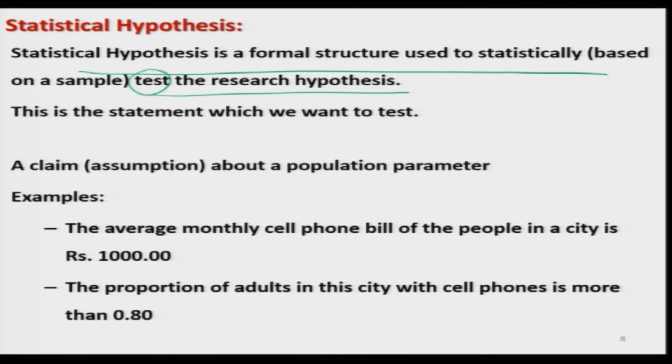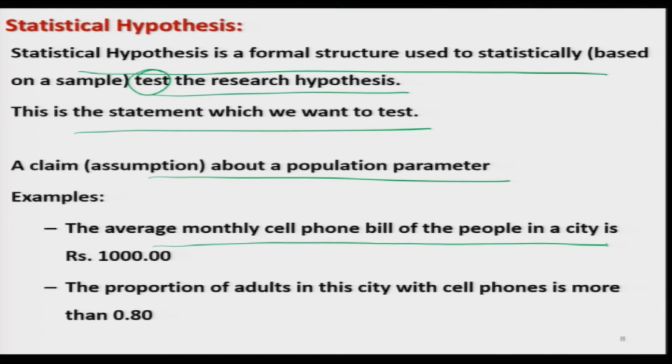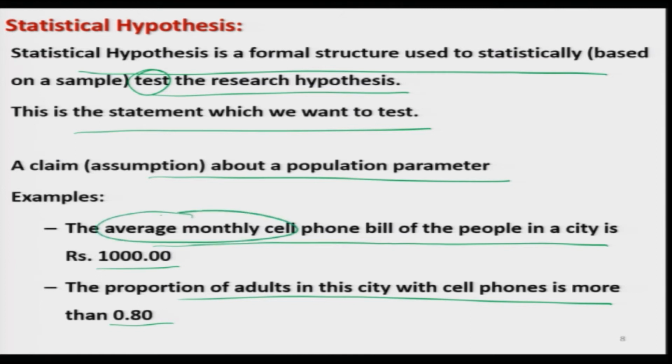And this test is based on the sample of data that you have obtained. And this is actually the statement which we want to test. And this is actually a claim or an assumption about the population parameter. Right. For example, I can make a statement here: the average monthly cell phone bill of the people in a city is rupees 1000, or the proportion of the households in the city with the cell phone is more than 0.8. So now you can see here you are trying to talk about the average monthly cell phone bill, that is your value of mean, and then you are trying to work here for the proportion. So now you can know that what type of parameter can be involved over here, right.